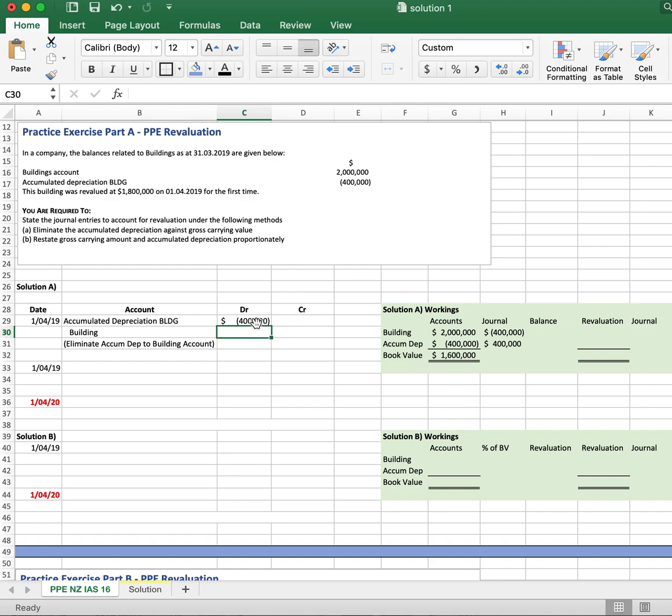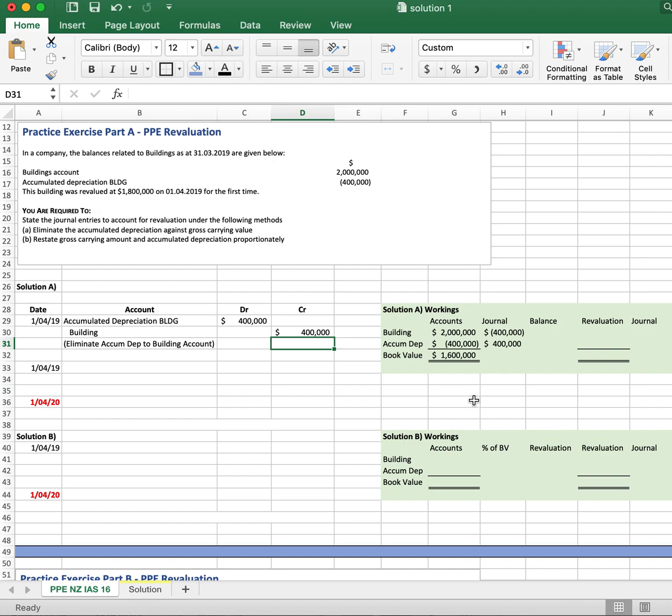We'll just make it not negative, right? If I pick it up from the right place, it's probably better. And then we credit the building account that amount, so that's eliminating it. We've eliminated the accumulated depreciation to the building account.